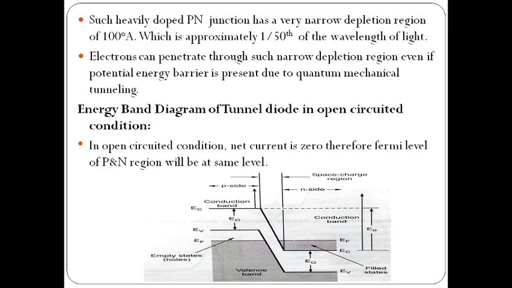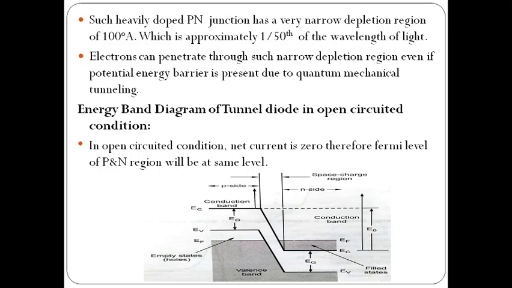The junction has a very narrow depletion region of about 100 angstroms. We know the depletion region always depends on the doping levels of the materials. The depletion width penetrates more into the lightly doped regions. Here, both P and N regions are heavily doped degenerate type materials, so the depletion width is very narrow, approximately 1 by 50th of the wavelength of light.